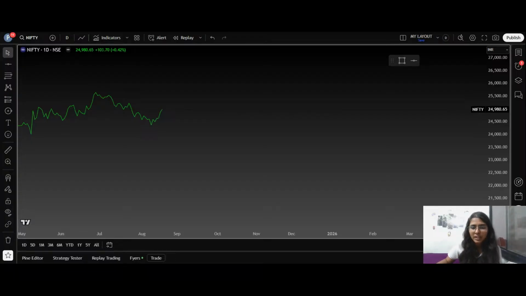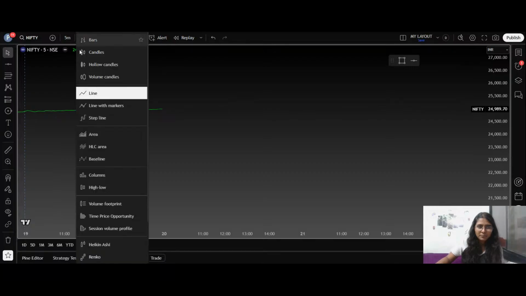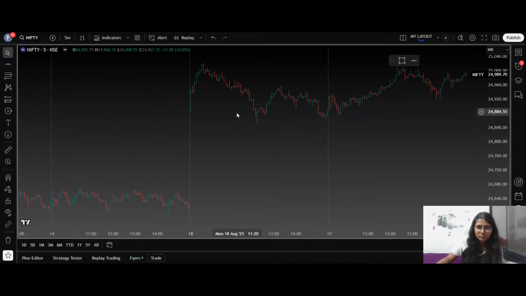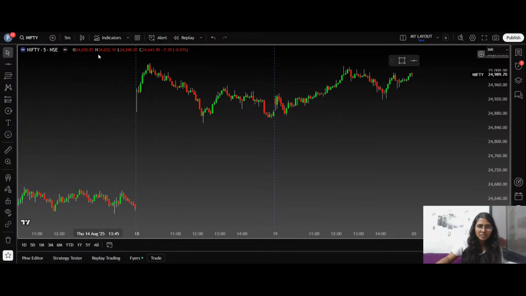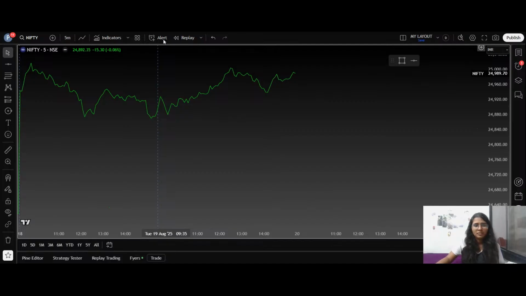So guys, I think today what we studied, wait, let me change the time period of this time frame. So today we studied bars, candles, hollow candles, and line charts. These four types of candlestick charts we studied today.